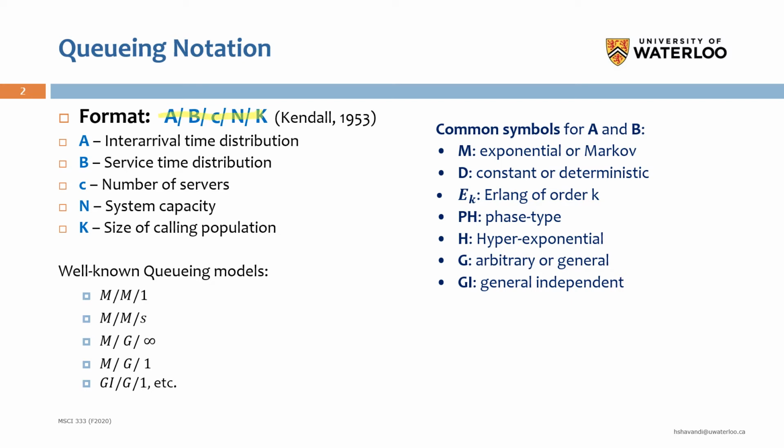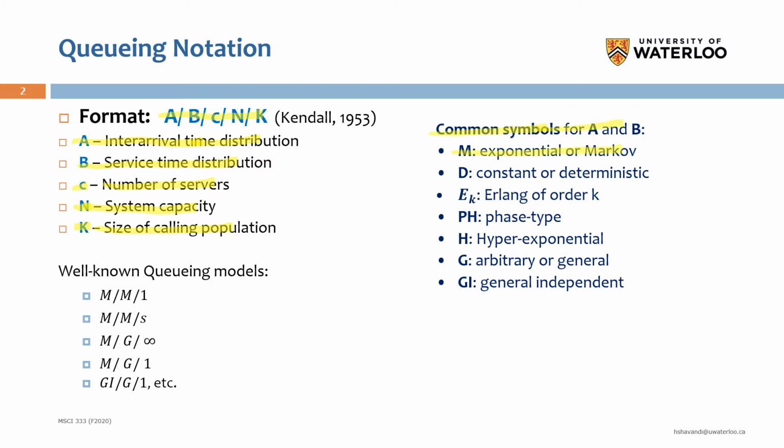The first one, A, is for interarrival time distribution. The second one, B, is for service time distribution. The third one is C, the number of servers, then N as the system capacity, and at the end K as the size of calling population. For A and B, these are the common symbols.